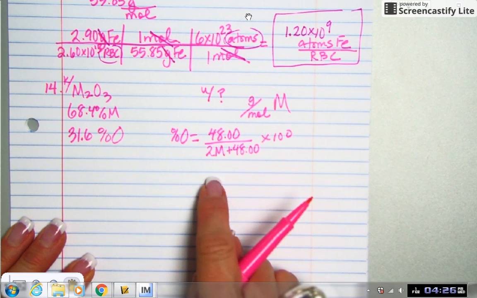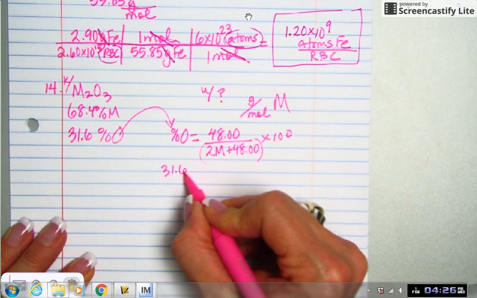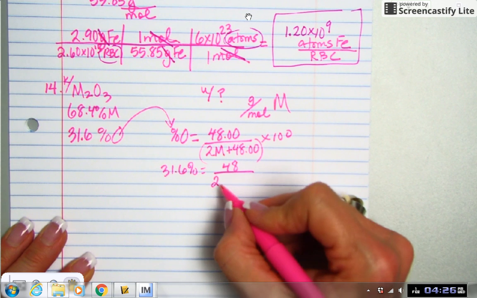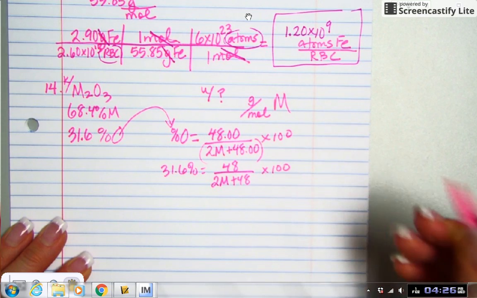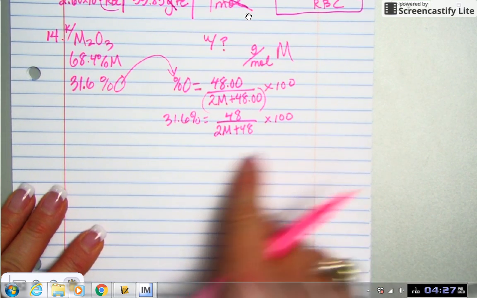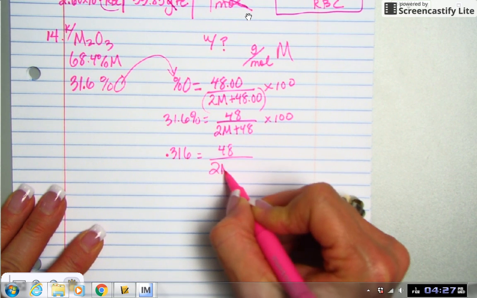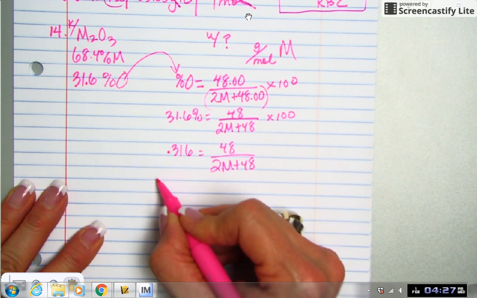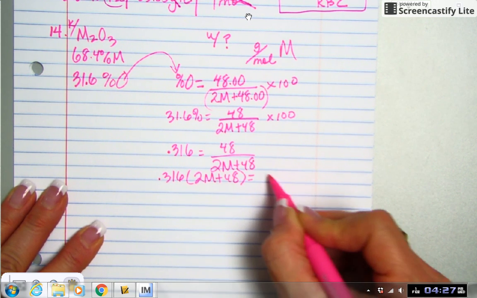So what you're going to do at this point is plug in your percent oxygen, because we know that. So you plug in 31.6% equals 48, and I'm not going to worry about sig figs right now. I'm just going to write it as more of an algebra problem. So 48 divided by 2M plus 48, times 100. And from here, you should be able to solve, because once you solve for M, that will be your answer. Let me talk you through it. You would divide both sides by 100. That would give you 0.316 equals 48 over 2M plus 48. And now you're going to cross multiply and distribute. So you're going to say 0.316 times 2M plus 48 equals 48.